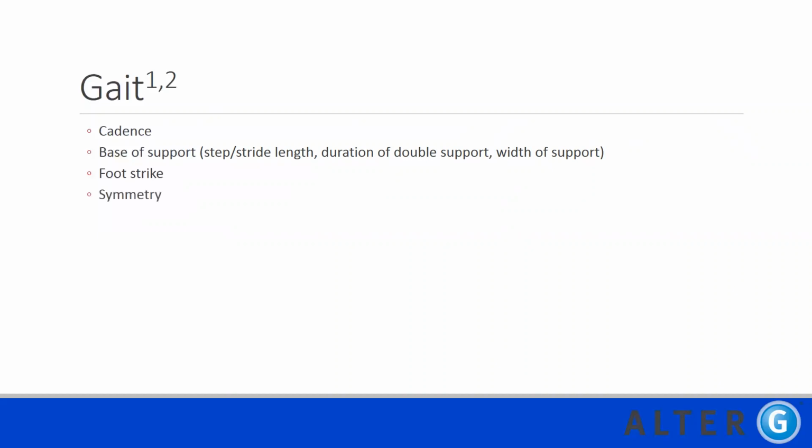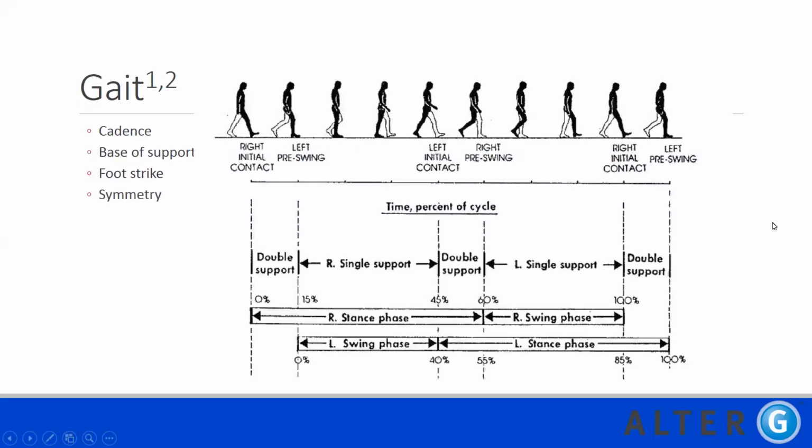And lastly, symmetry. And this is probably the easiest category to define as just simply the right leg functioning the same way as the left leg, and how those two are linked and how they're going to function with each other. So this is your typical pictogram of a walking gait pattern. I'm not going to go through all of this. I just wanted to point it out. But this is what we're looking at when we're talking about gait.